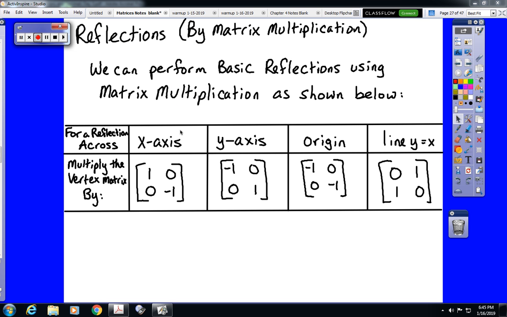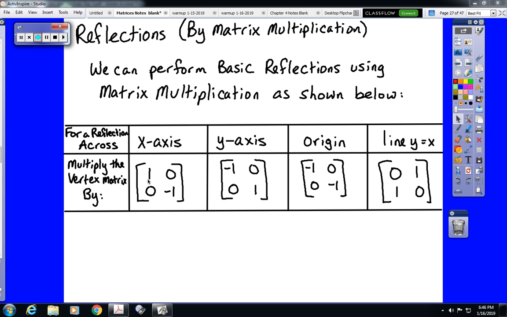This is the fourth of 5 videos in the series that will cover reflection with matrices. Now, reflection is carried out using matrix multiplication. What we do is we take one of these 4 matrices, depending on what reflection we are trying to do, and we multiply that matrix times the vertex matrix. So this matrix would come first in our problem.